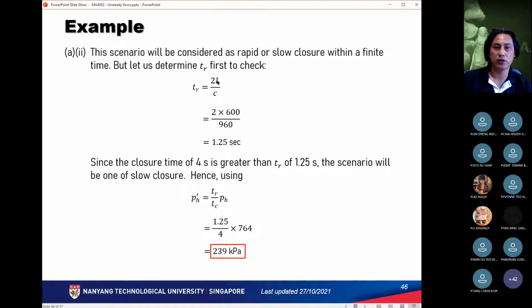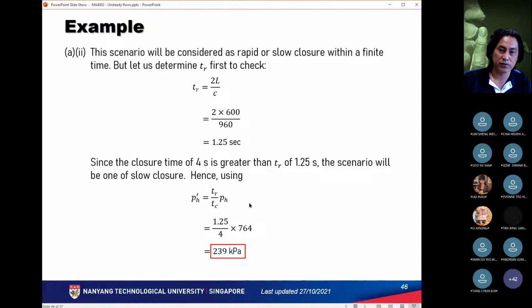The pressure wave reflection time, TR, is defined as 2L over C. We know L is 600 meters long, so plug in your 600 meters here. C is 960 meters per second, the pressure wave velocity. I'm quite sure you can work out that TR is 1.25 seconds. Now, if the reflection time is 1.25 seconds and the time taken for the valve to be fully closed is 4 seconds, that means the pressure wave has already come back to the valve before the valve is fully closed. So this particular scenario is associated with a slow closure.